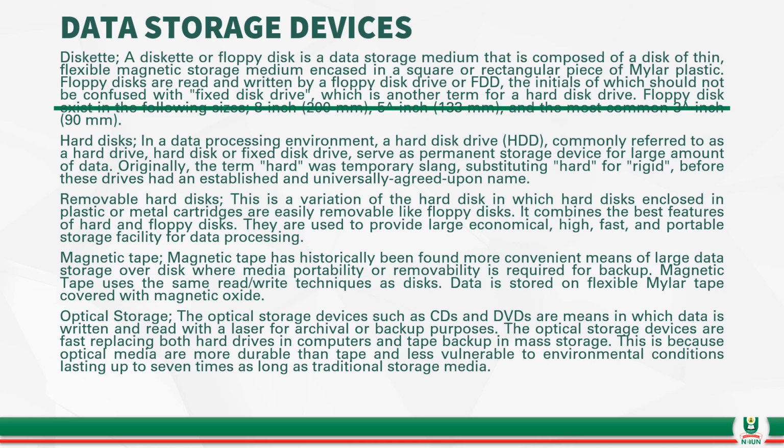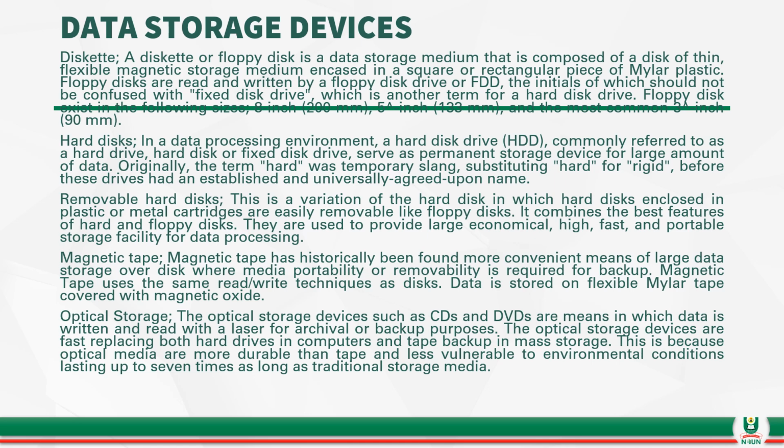Data storage devices. We have a diskette. A diskette or floppy disk is a data storage medium that is composed of a disk of thin flexible magnetic storage medium encased in a square or rectangular piece of mylar plastic. Floppy disks are read and written by a floppy disk drive or FDD, initials of which should not be confused with fixed drive, which is another term for a hard disk drive. Floppy disks exist in the following.